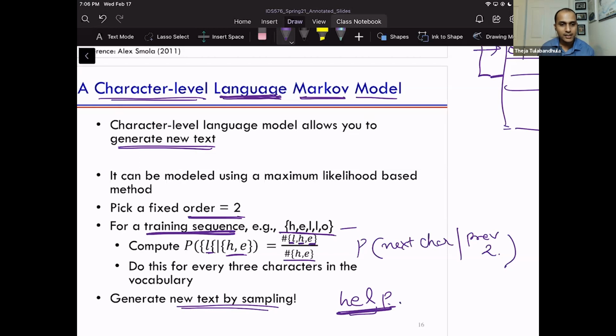Any questions about the Markov model and what a language model is used for, to generate new text? It's not just to generate new text, but once you have a language model, you can do a lot more things. But here we're just giving an example of generating new text.